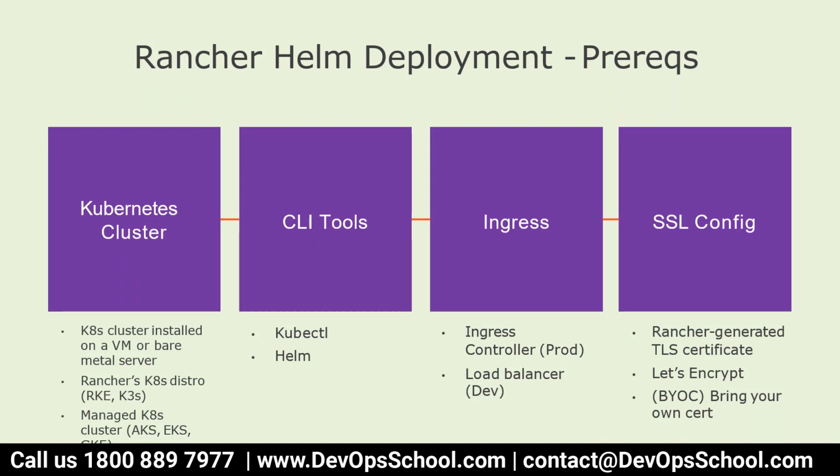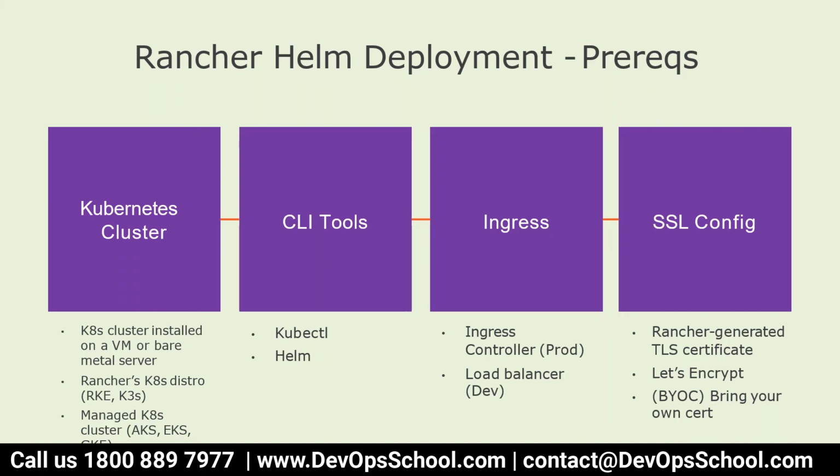So, Rancher Helm deployment prerequisites. Some of the tools: a Kubernetes cluster installed on a VM or bare metal server, Rancher Kubernetes Engine (RKE) distro, or managed Kubernetes clusters like AKS, EKS, and all that. Some of the tools we need are kubectl and Helm. I will show you that.